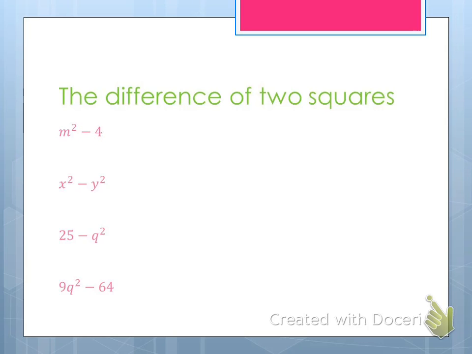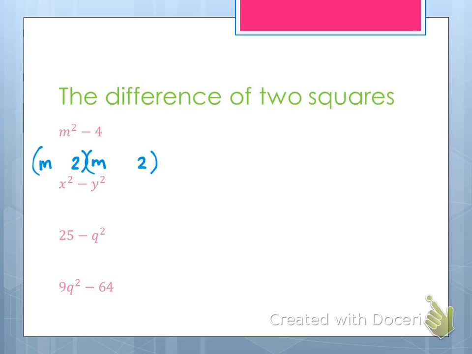So what I'm going to do is this is very simple. This is exactly how you write your answer. I have my two parentheses, and what goes in the first spot in each parentheses is the square root of m squared, which is m. So we put m at the beginning of each set of parentheses. Now, what's the square root of 4? 2. So 2 goes at the end of each set of parentheses.